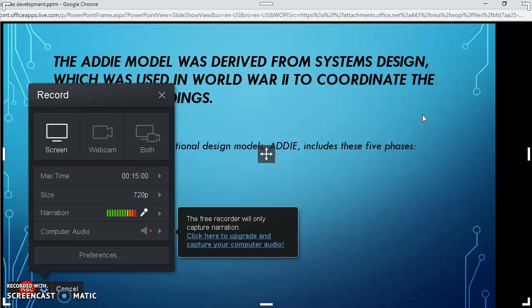Now, as far as a backdrop, the ADDIE model was originally derived from systems during World War II to coordinate the landings at Normandy Beach. The ADDIE model is one of the earliest instructional design models, including the 5 phases of analysis, design, development, implementation, and evaluation. I'll be talking about how each of these 5 steps is critical in developing, implementing, and evaluating a new supervisor training proposal for employees here in Broward County.